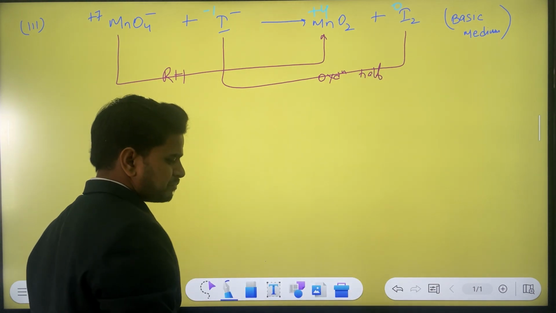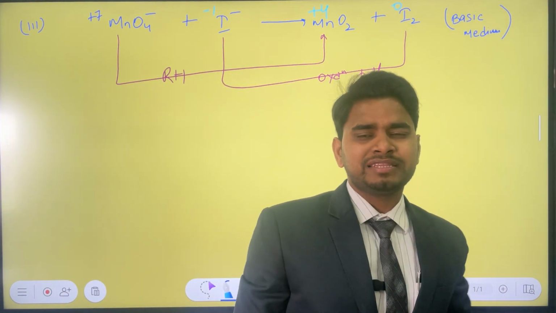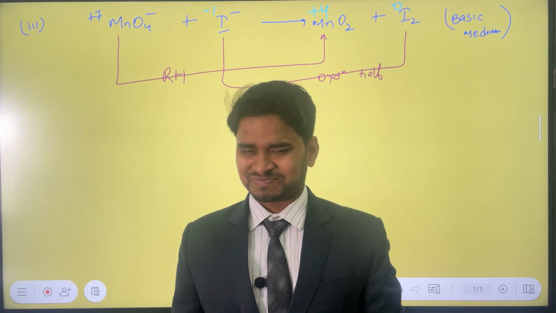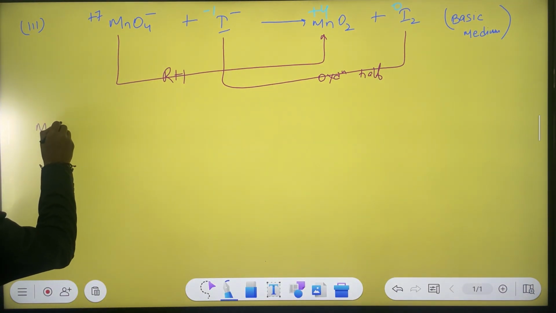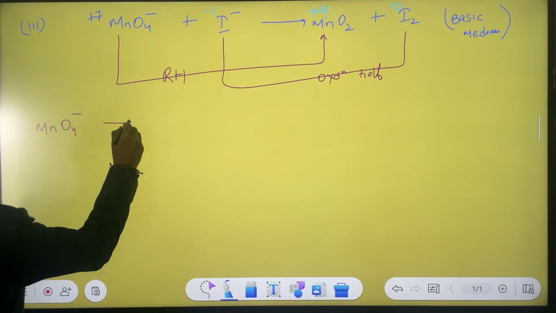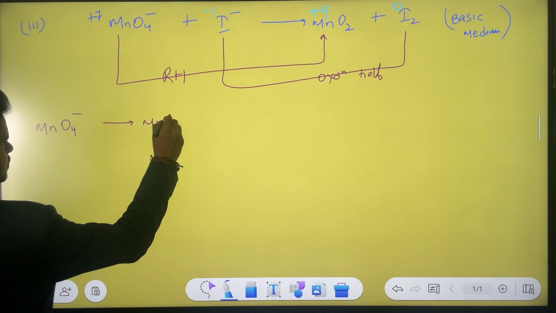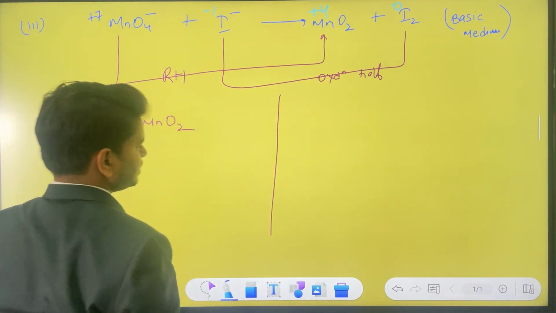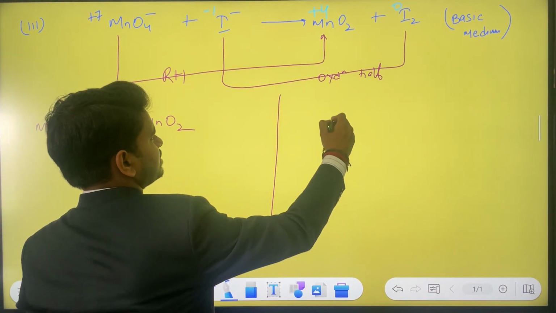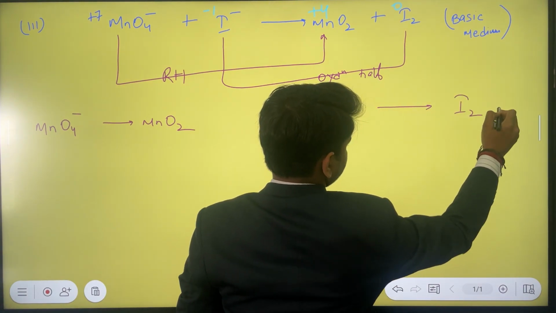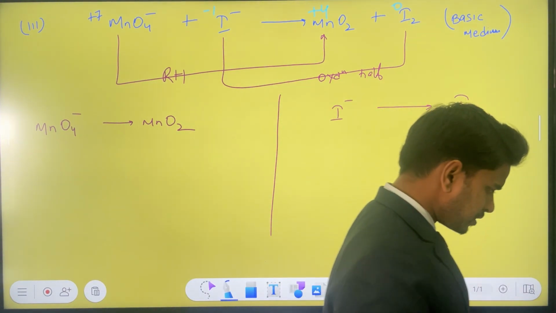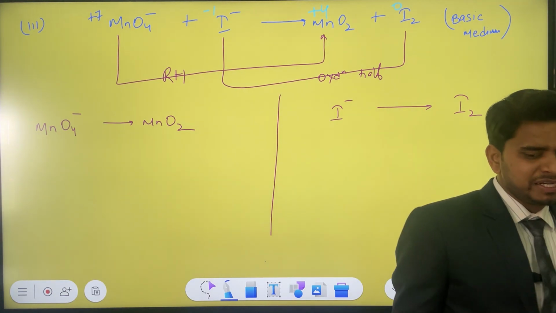Now what is the next step we do? We break these two equations into two parts. Let's do that. On this side, the reduction half: MnO4 minus giving you MnO2, and on this side we will write I minus giving you I2.